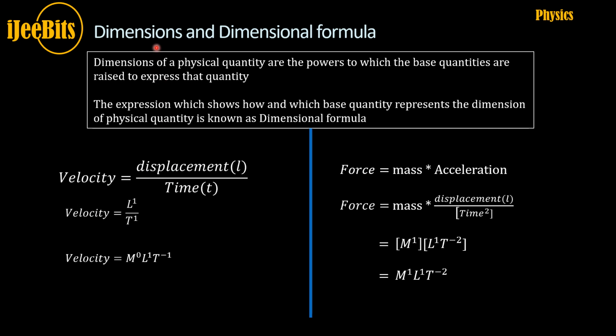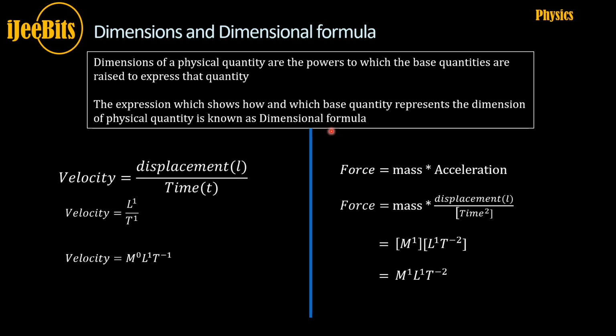Let's look at dimensions and dimensional formula. The dimensions of a physical quantity are the powers to which the base quantities are raised to express that quantity. I'm repeating: dimensions of a physical quantity are the powers to which the base quantities are raised to express that quantity. Whereas the expression which shows how and which base quantity represents the dimension of a physical quantity is known as a dimensional formula.